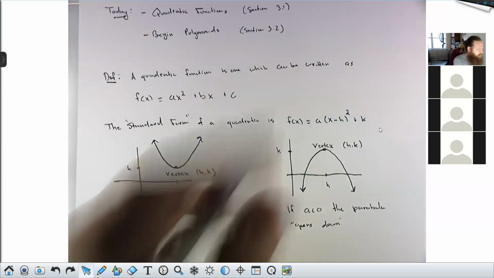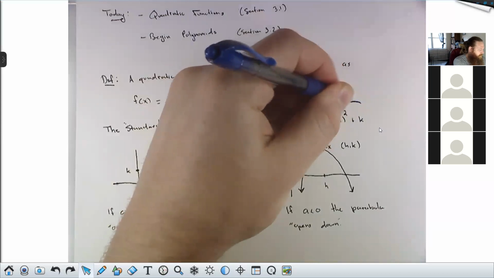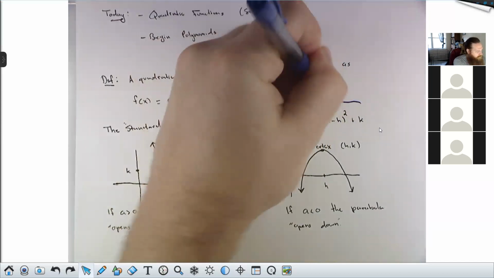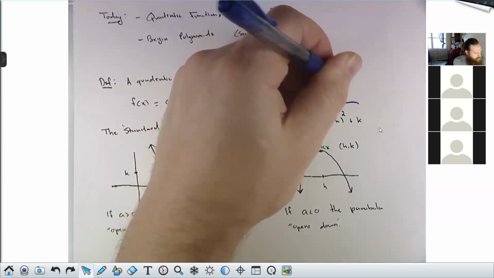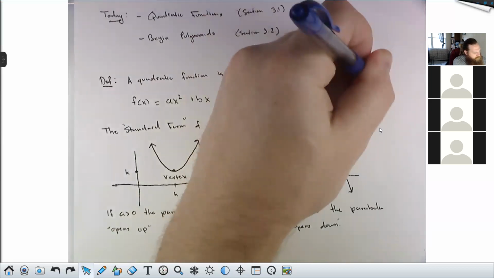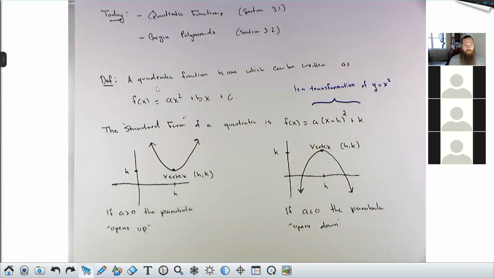And I want to point out that the reason this form tells you where the vertex is, is that this is a transformation of the parent function y equals x squared. If you look at ax squared plus bx plus c, it's very hard to see this as a transformed version of x squared, right? This does not look like x squared with some transformations applied. But the form with the h's and k's down here does look like a transformed version of x squared, right?